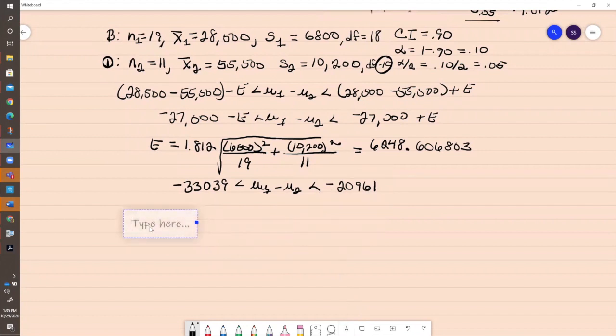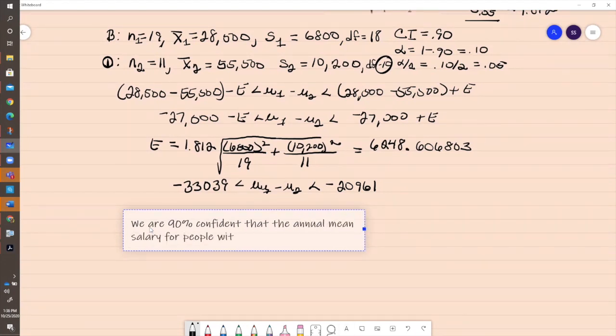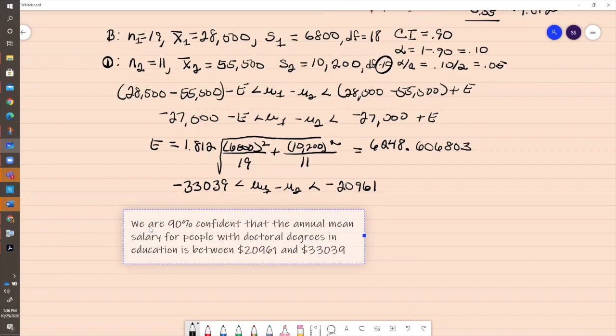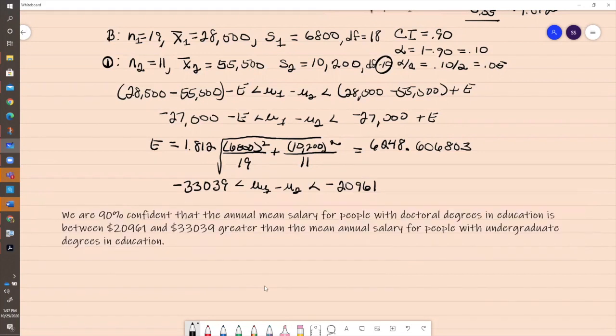So my interpretation: we are 90% confident that the annual mean salary for people with doctoral degrees in education is between 20,961 and 33,039 greater than the mean annual salary for people with undergraduate degrees in education. Look at how I'm wording it. You see how I flipped that just to show you interpretations are fine.